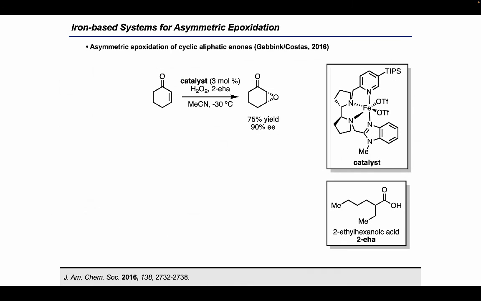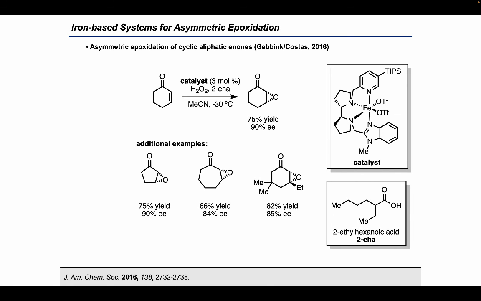We should also mention the work of Gebbink and Costas, who in 2016 reported the asymmetric epoxidation of cyclic aliphatic enones using the chiral iron-based catalyst shown. The reaction gave 90% ee when cyclohexenone was used, and also gave good enantioselectivity for other ring sizes and substitution patterns.